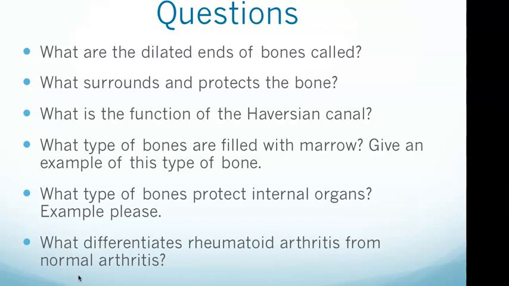Okay, so dilated ends of bones, what are those called? What surrounds and protects bone? The Haversian canal, what is the function of that? What types of bones are filled with marrow, and can we give an example of that type of bone? What types of bones protect our internal organs, as well as an example? And then finally, rheumatoid versus normal arthritis. All right, so let's get going here.